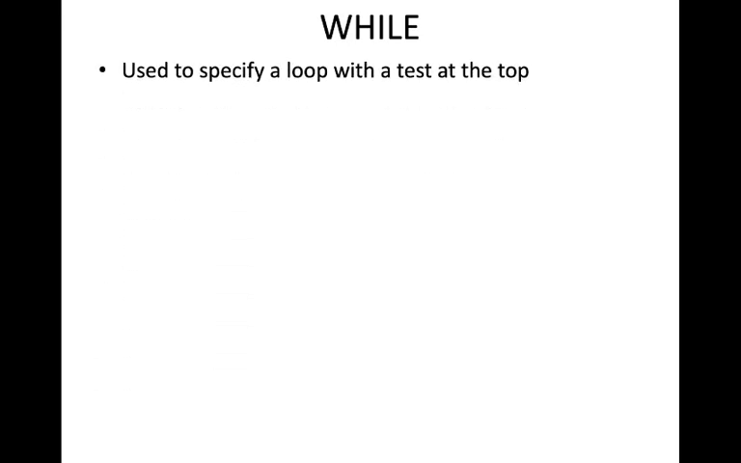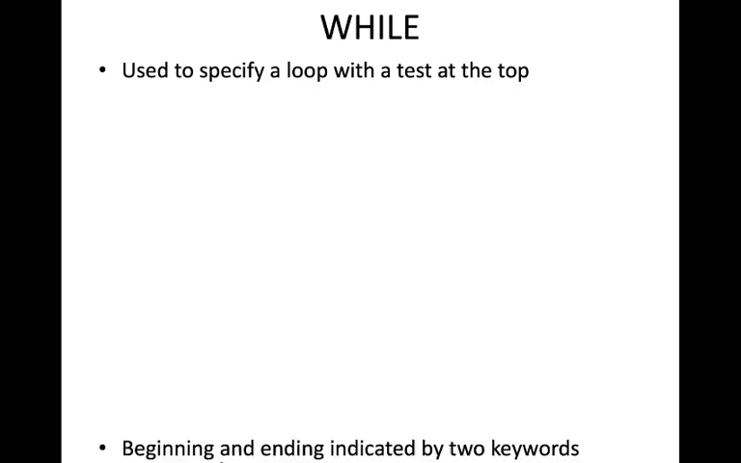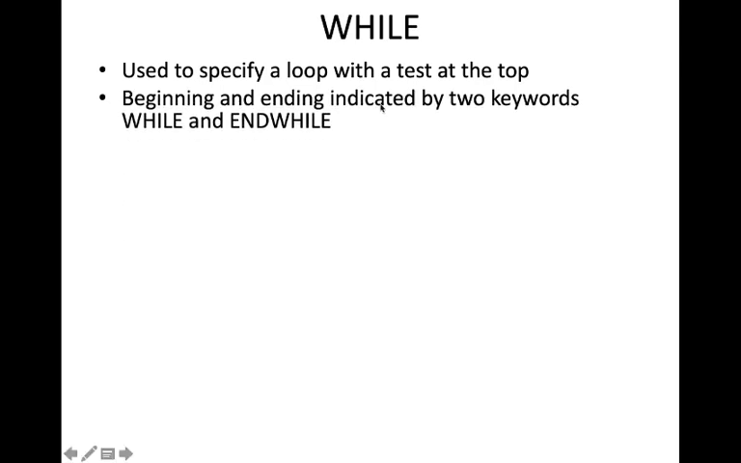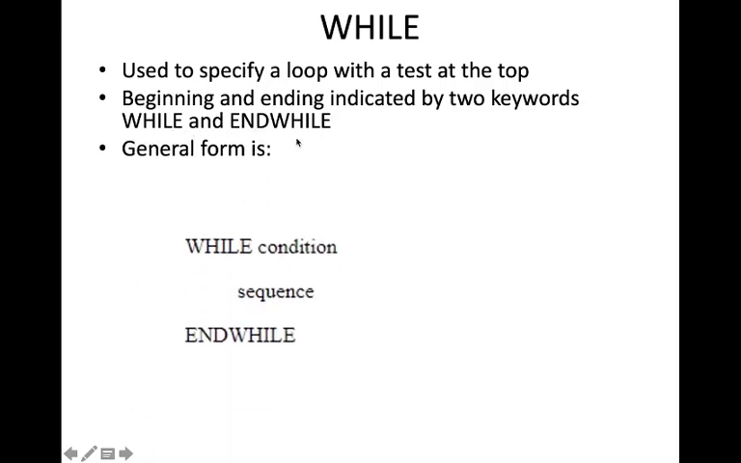It is used to specify a loop with a test at the top. So initially itself we are testing the condition, then we can use the while construct. The beginning and ending is indicated by two keywords, while and end while. Every construct will have an end also. So while and end while will be there. The general form is like this.